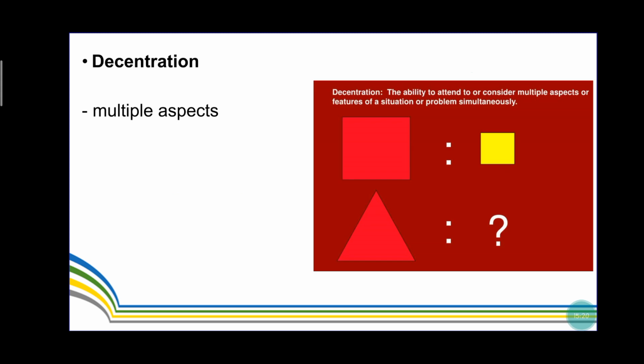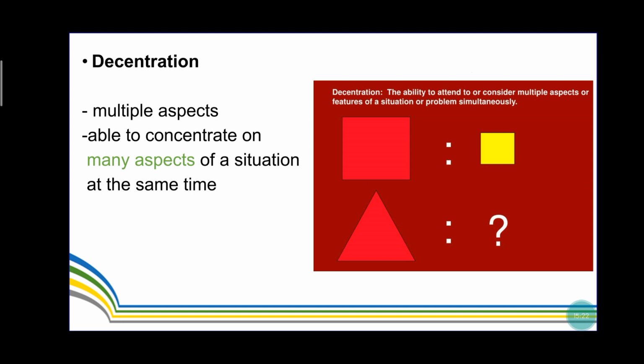Okay, last one, we have decentration. So, multiple aspects, able to concentrate on many aspects of a situation at the same time. So, the opposite of centration is decentration. So, it is the ability to pay attention to multiple attributes of an object or situation rather than being locked into attending to only a single attribute.